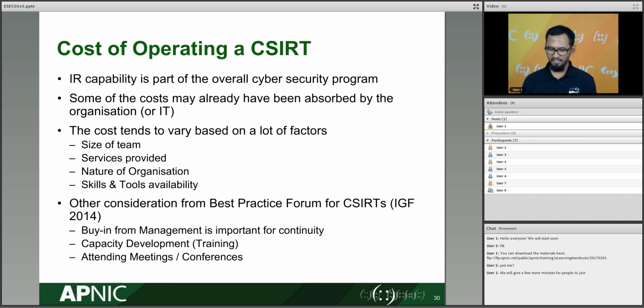So it is an investment to deter security incidents from occurring in the organization, to keep customers happy, to keep business running. It is an investment for all of that, right? And as we said earlier, this is part of the overall risk management for the organization. If you want to find more information about this, I propose that you check out this paper from the IGF, the Best Practice Forum for CSIRT. There is some discussion about the cost of operating a CSIRT that other people have shared. Maybe something that you want to look at.